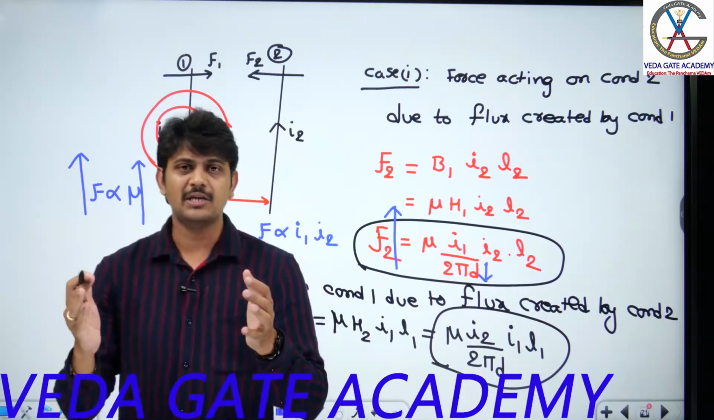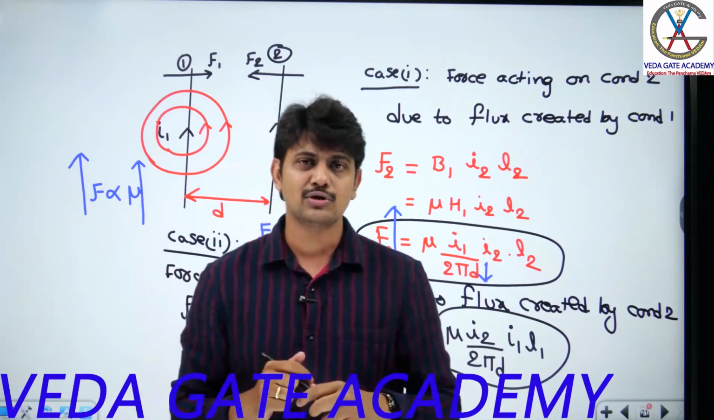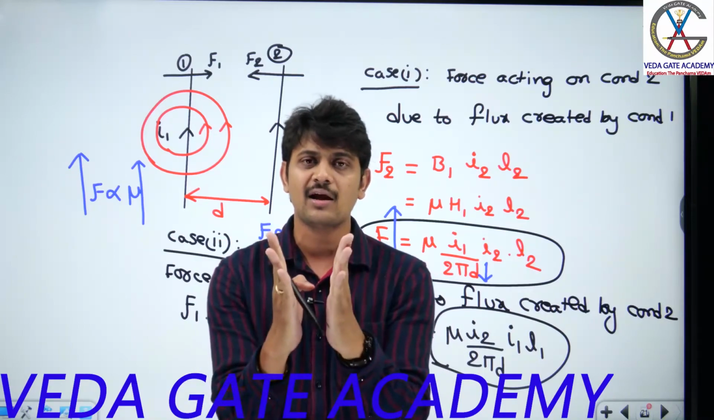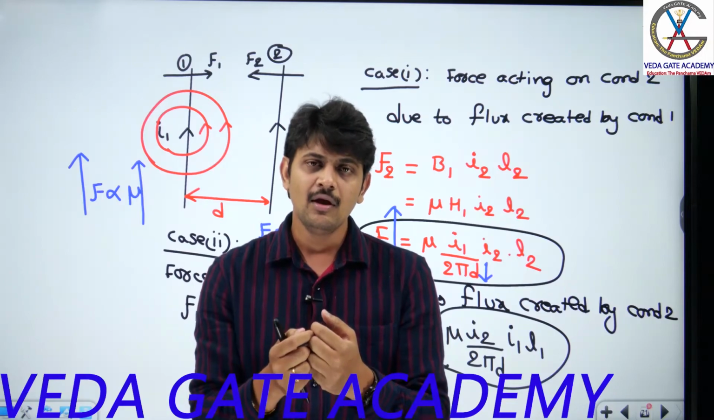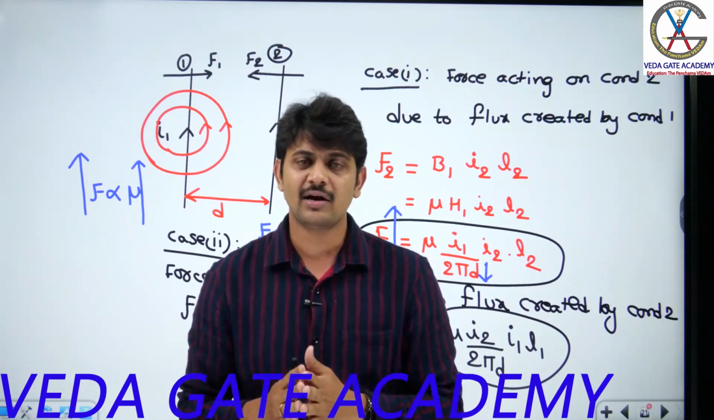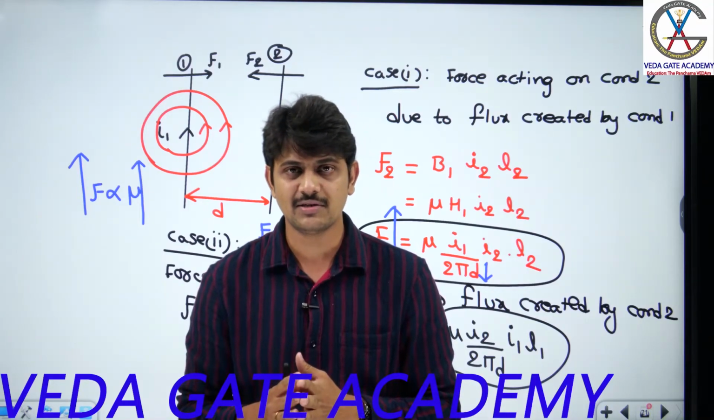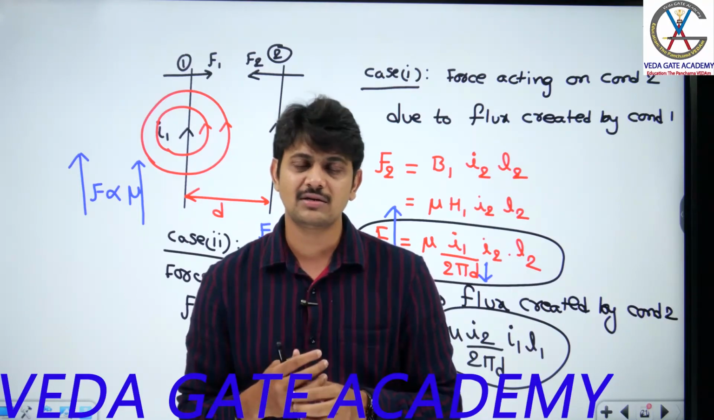So the force experienced by the two conductors, whether attractive or repulsive, is inversely proportional to distance. If the distance between two parallel conductors decreases, then the force of attraction or repulsion increases. If you choose a better magnetic material with high permeability, the force of attraction or repulsion between the two conductors also increases. If the magnitude of the currents increases, then the force of attraction or repulsion between the two conductors increases.